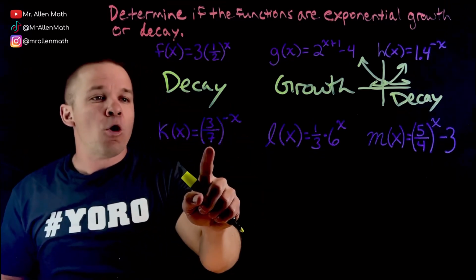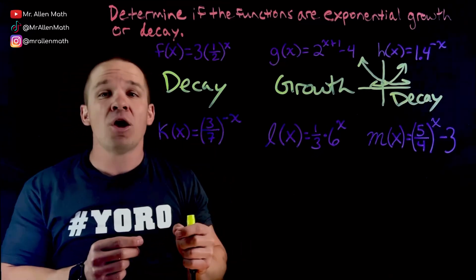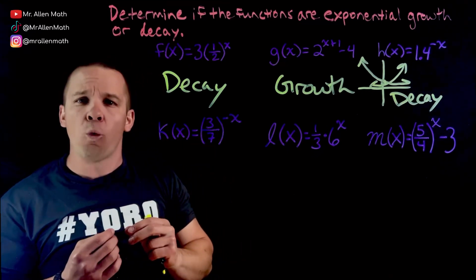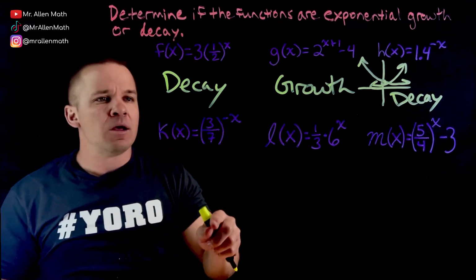All right, next one here. We have what would look like a decay function, right? It's between 0 and 1. Notice how we're not saying less than 1. It's between 0 and 1, because once these numbers get negative, it's something totally different. So between 0 and 1.